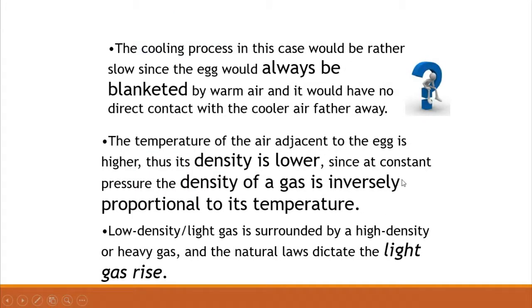Next, the cooling process in this case would be rather slow, since the egg would always be blanketed by warm air, and it would have no direct contact with the cooler air farther away. The temperature of the air adjacent to the egg is higher, thus its density is lower, since at constant pressure the density of a gas is inversely proportional to its temperature. And lastly, a low density or light gas is surrounded by a high density or heavy gas, and the natural laws dictate that the light gas rises.